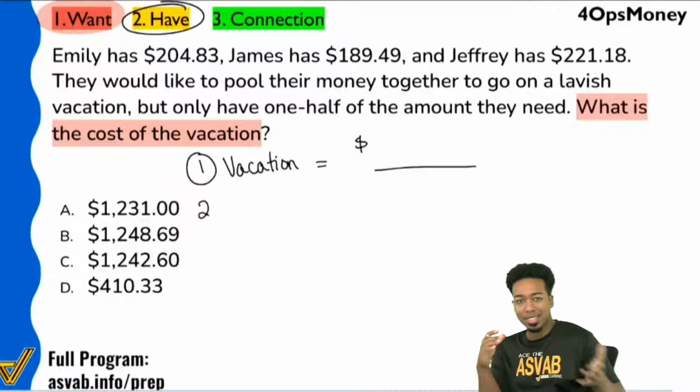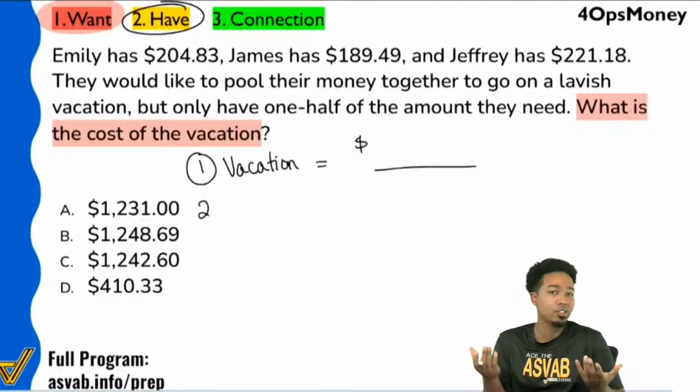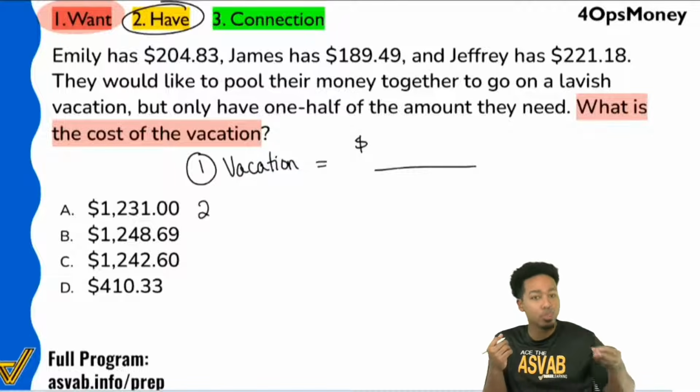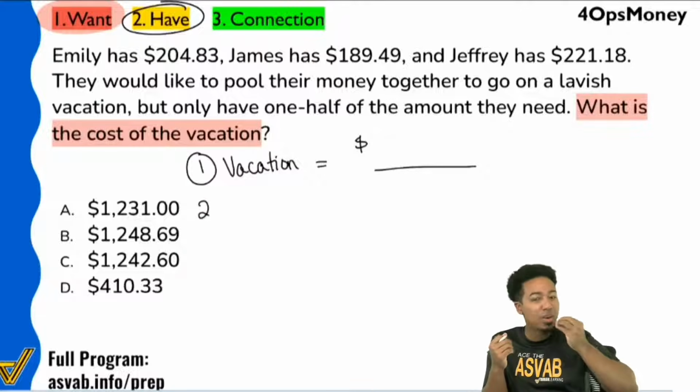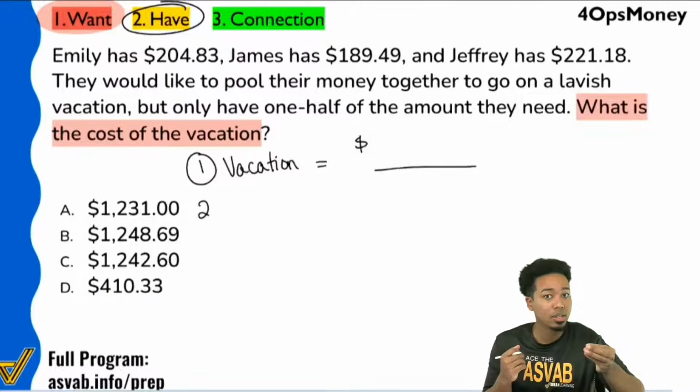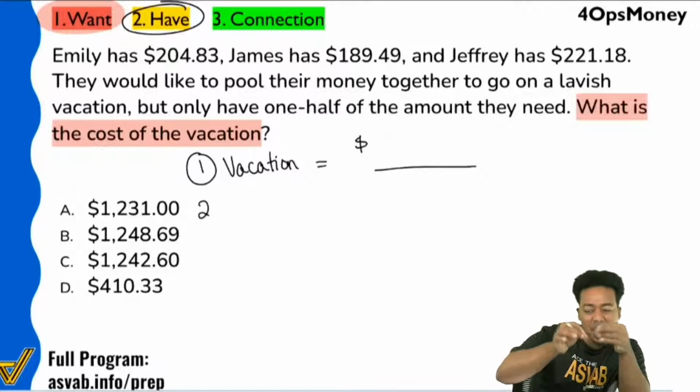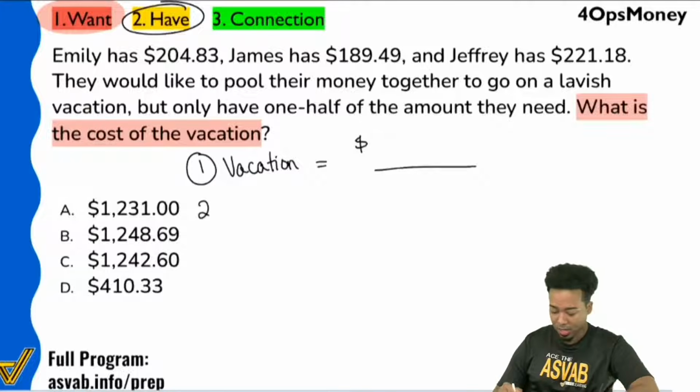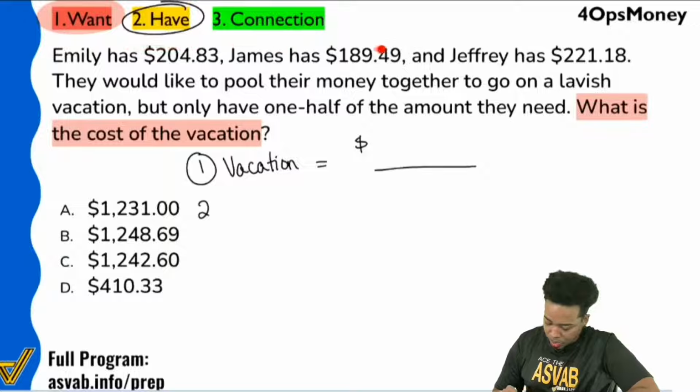So keyword-based skimming is a very nice strategy to employ because it's like spoon-feeding yourself the information little by little. I only care about the vacation. If that's not giving it to me directly, then I'll look for the other pieces that connect to it. So watch this. Emily has this, James has that, Jeffrey has that. I don't care. They like to pull their money together. They're going on vacation. Okay, there it is.